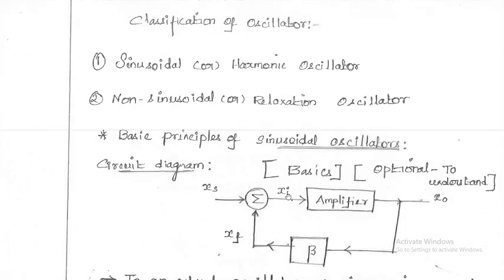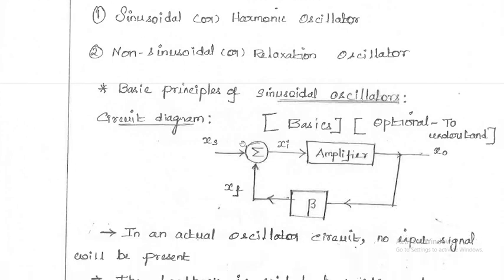Next, the classification of oscillators. The major classifications are: the first one, sinusoidal oscillators, also called harmonic oscillators. The second type, non-sinusoidal oscillators, or relaxation oscillators. Non-sinusoidal waveforms are nothing but square, triangular, ramp, staircase waveforms, etc.